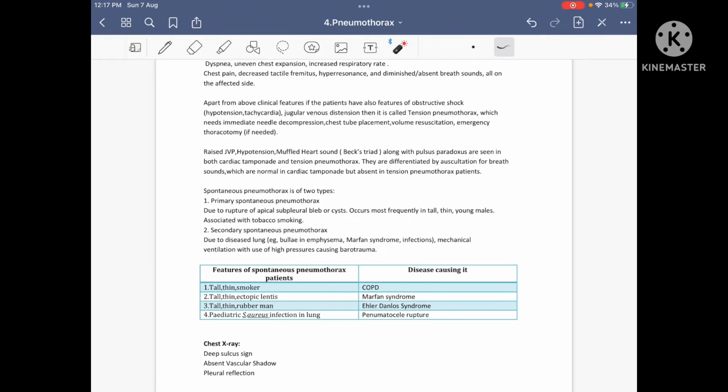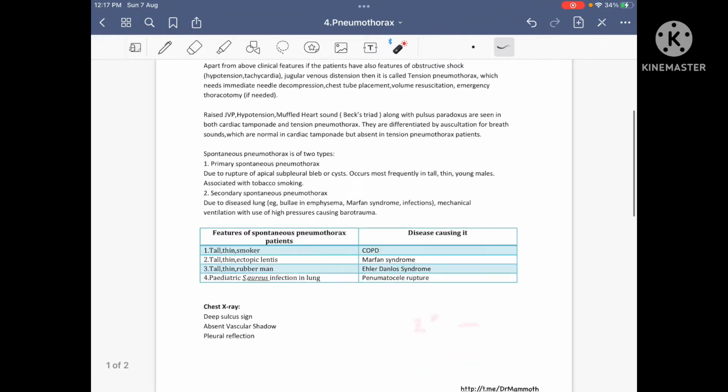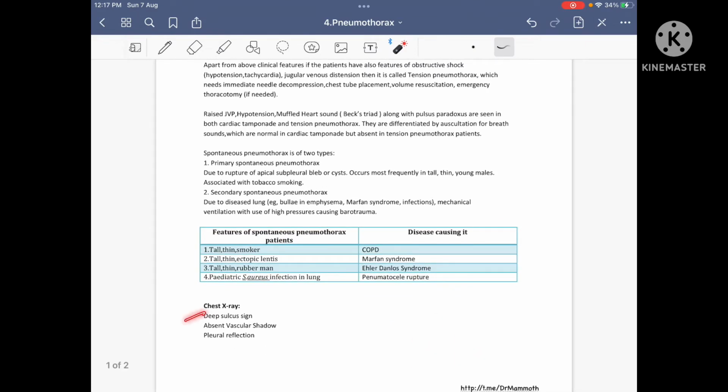Tall thin smoker, COPD. Tall thin arachnodactyly, Marfan syndrome. Tall thin rubber man, Ehlers-Danlos syndrome. Pediatric Staphylococcus aureus infection in lung, pneumatocele rupture. The spelling is wrong here. This all can cause spontaneous pneumothorax. In chest X-ray, you can get deep sulcus sign, absent vesicular shadow, pleural reflection.